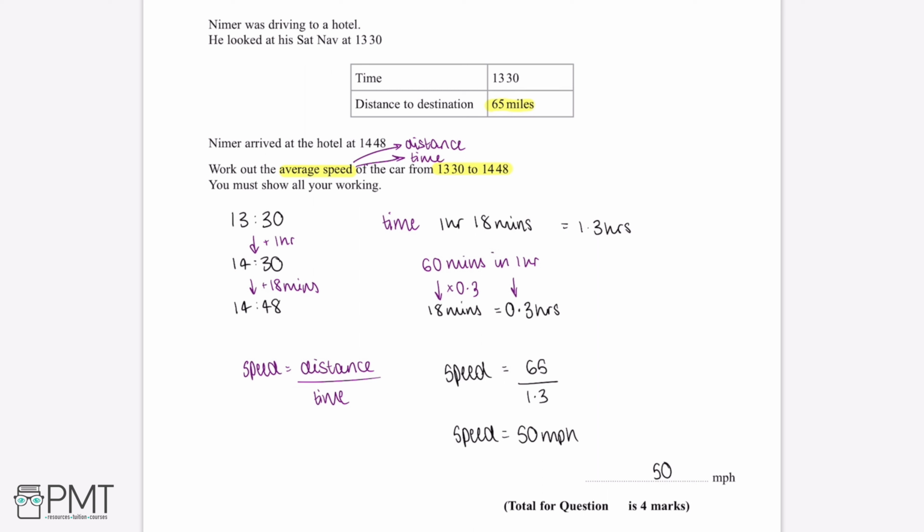Now this question's worth 4 marks. We'll get our first mark for working out the difference in time between 1:30 and 2:48. We'll get our second mark for converting this into hours. We'll get our third mark for substituting in the values into the equation for the average speed. And we'll get our fourth mark for the correct answer of 50 miles per hour.